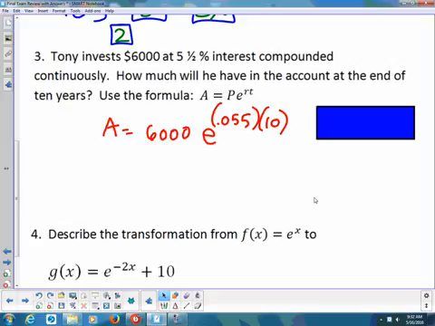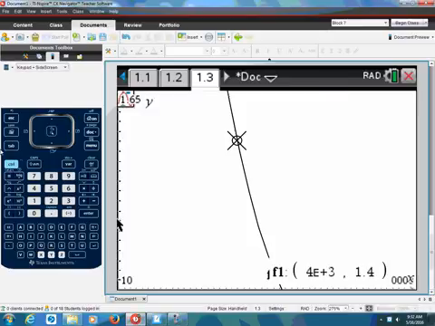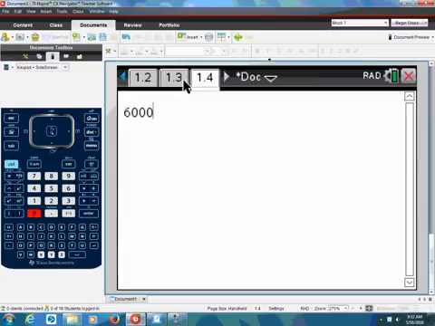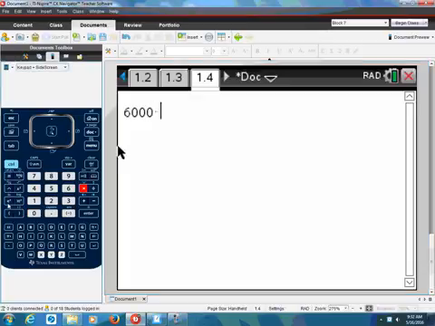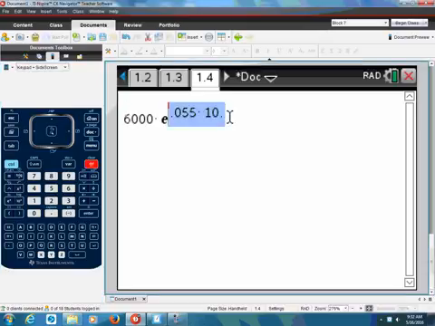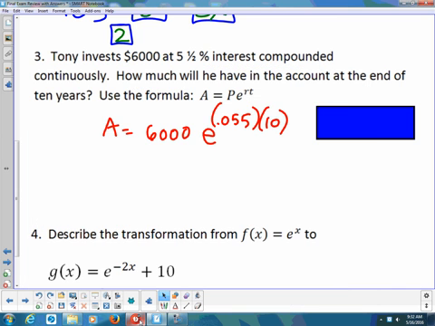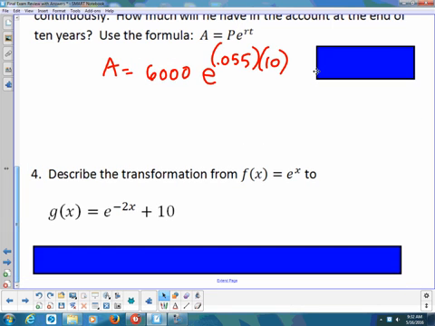You're going to use your e to the x button on your calculator. I'm going to add a calculator page. So I want 6,000 times, using this e to the x button right here, 0.055 times 10. Did you get $10,399? Yes, approximately. Okay, that's our answer here.